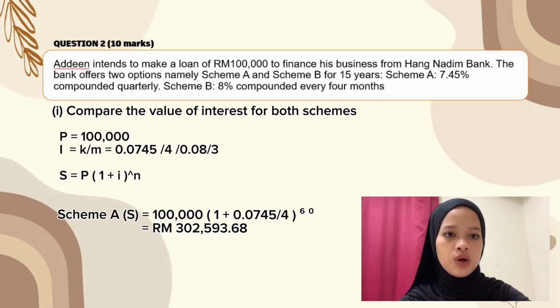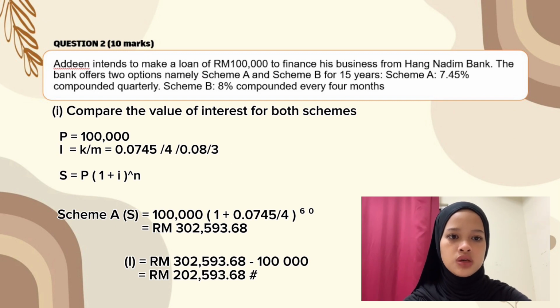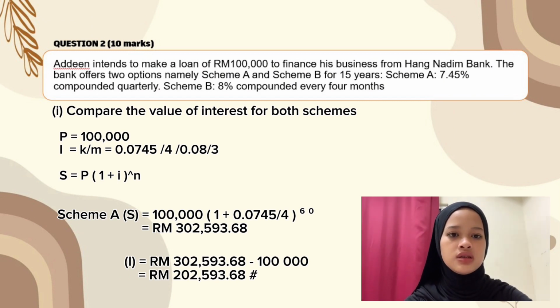For Scheme A, we need to find S, the future value, equal to 100,000 open bracket 1 plus 0.0745 divided by 4 close bracket power of 60. Then the answer will be 302,593 ringgit 68 sen. After that, we need to compare the future value that we get and the interest, which is 302,593 ringgit 68 sen minus 100,000. The answer that we get is 202,593 ringgit 68 sen.